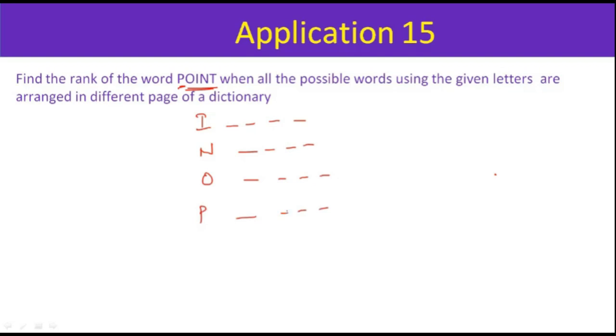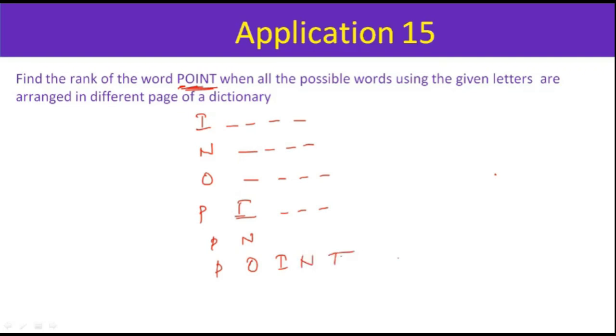Even in P, what would be the second letter after P? It would be I, so all the words with PI. Then all the words with PN. And then PO. Now even in PO, I will start with I. Okay. After I, it will start with N here. And then it has to be T.